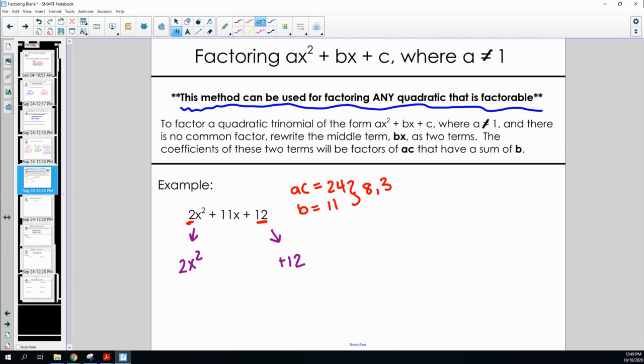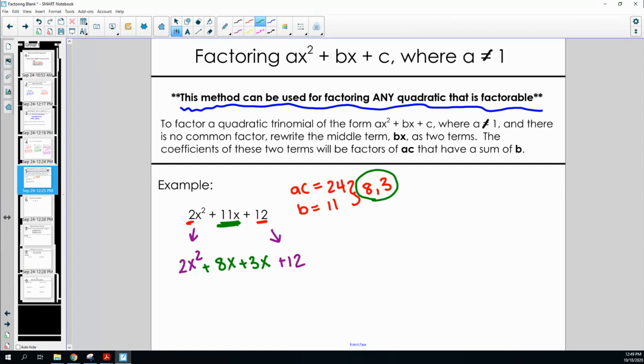What we're going to do next is rewrite this middle term. So instead of 11x, we're going to expand it by using the two numbers that we came up with. So we're going to write 11x as 8x plus 3x. Now the order that you write the numbers in does not matter as long as the signs are correct. So they're both positive, so it didn't matter here. But if the signs were positive and negative, you just have to keep the appropriate sign with the right number. So if I put the 3x here and the 8x here, it would be the same answer in the end.